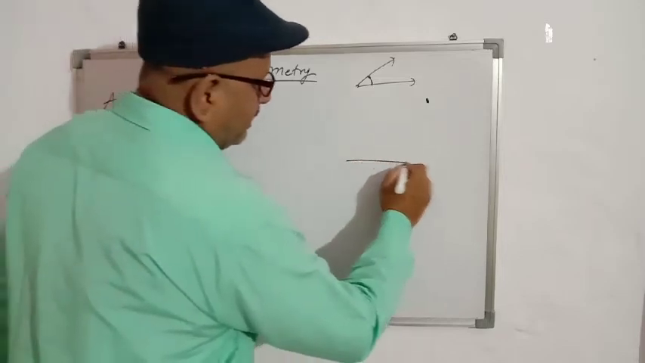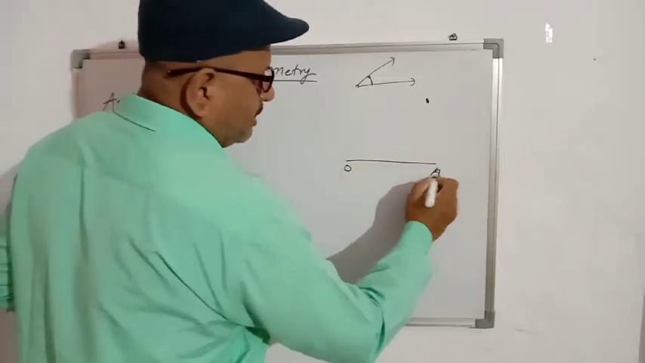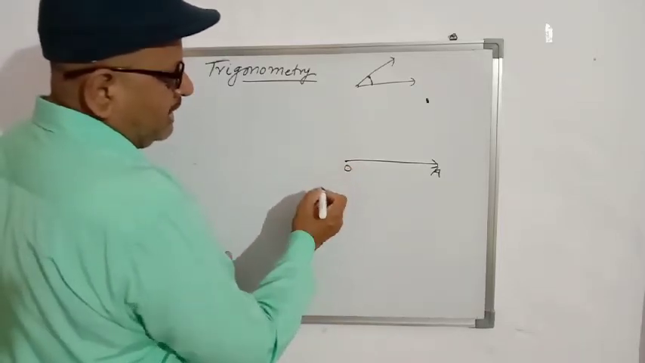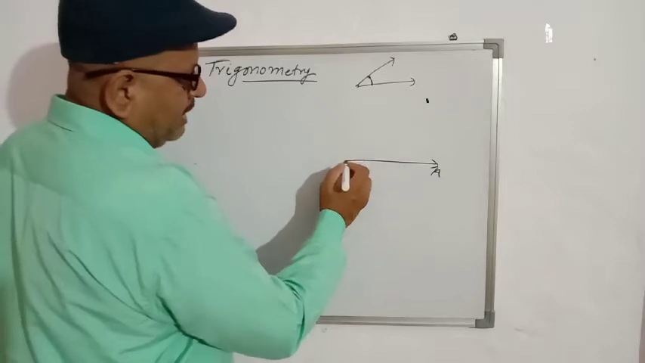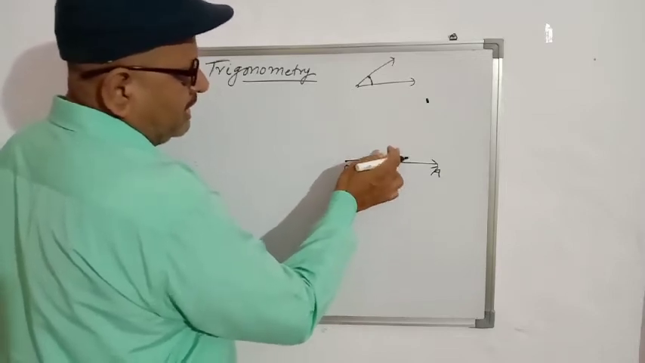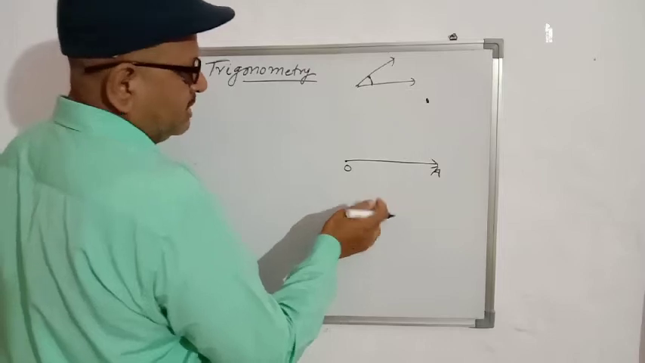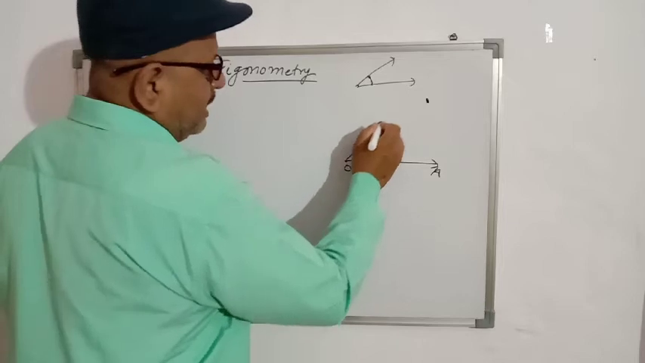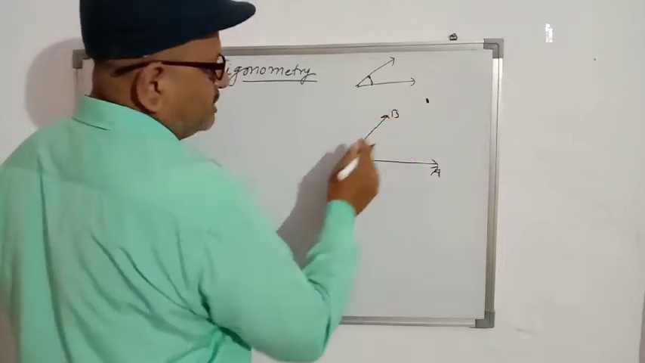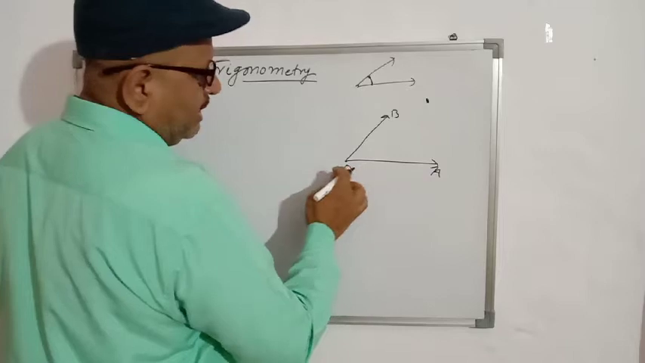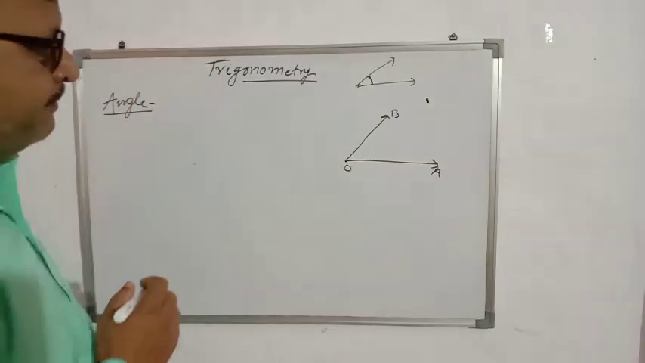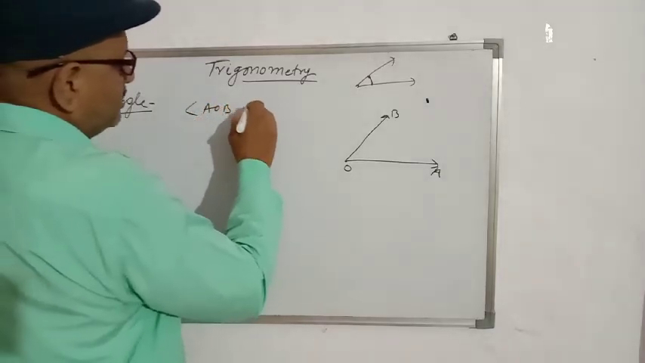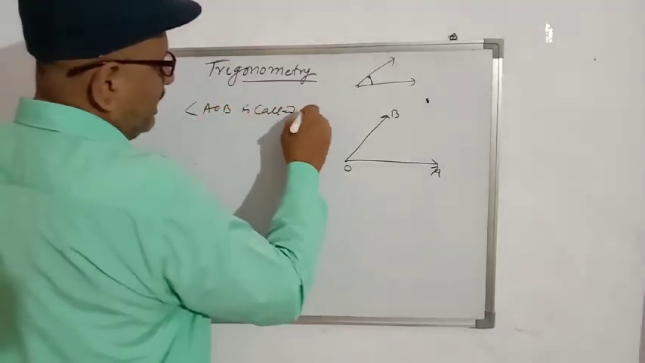If we take a ray OA, this is the initial point of the ray, and it is rotated about the initial point O either in anti-clockwise or clockwise direction. Suppose ray OA is rotated in anti-clockwise direction and it takes the new position OB. Then this figure AOB is called an angle.